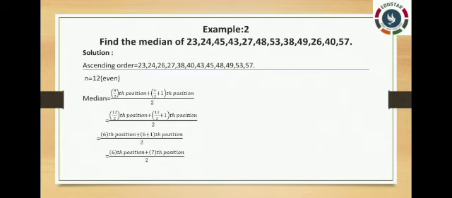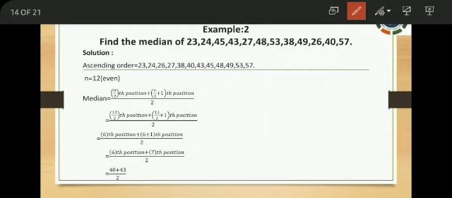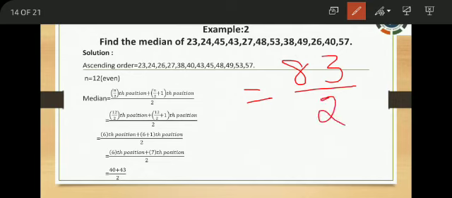Now look at the ascending order. Count the 6th and 7th position. 1, 2, 3, 4, 5, 6. 6th position is 40 and 7th position is 43. 40 plus 43 divided by 2. 40 plus 43 we get 83. 83 divided by 2, what is the answer? Yeah, 41.5. Median is equal to 41.5.